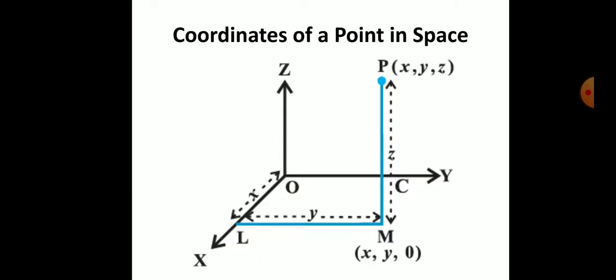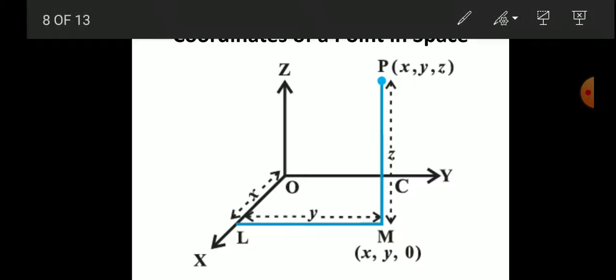Okay, now for those points, the coordinates of a point in space. So for having the value, suppose we want to know the coordinates of this point P. What we have to do is draw a perpendicular line in all the planes, xyz plane. If you just draw the line here, it will intersect the xy plane at this point. Now further we'll draw a perpendicular on the x-axis and y-axis.